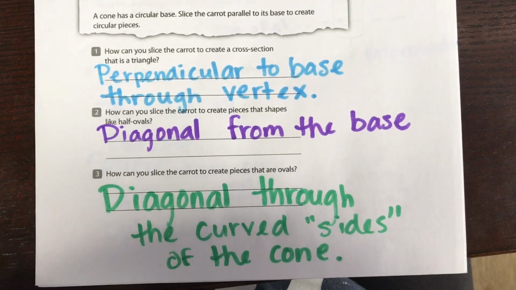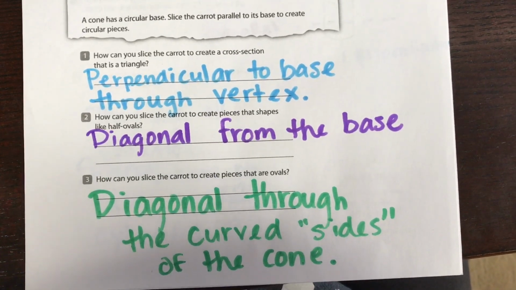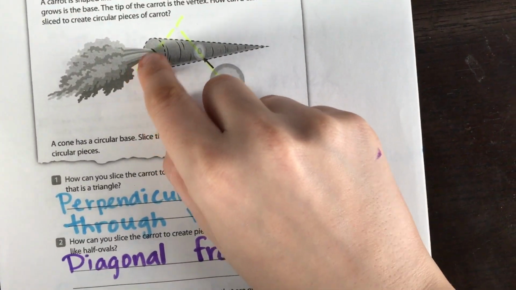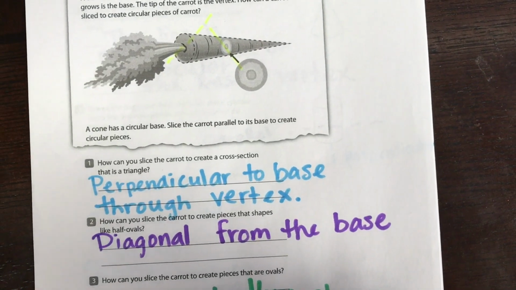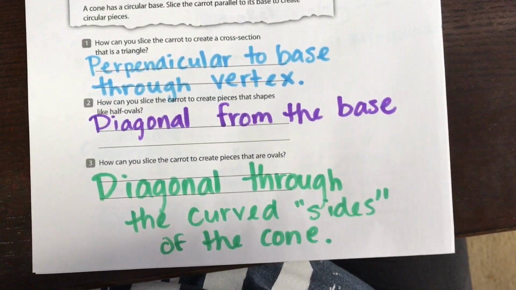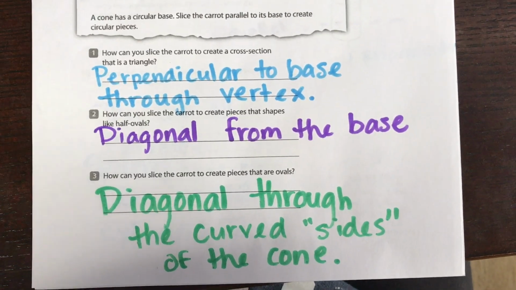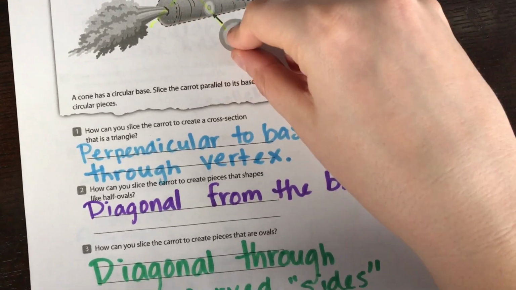How can you slice the carrot to create pieces that are shaped like half ovals? This one was a little hard for me at first, but if I cut it diagonal through the base, I would end up with some half oval shapes. How can you slice the carrot to create pieces that are ovals? And that would just be diagonal through the curved side of the cone without going through the base. So an example of that would be this line here.